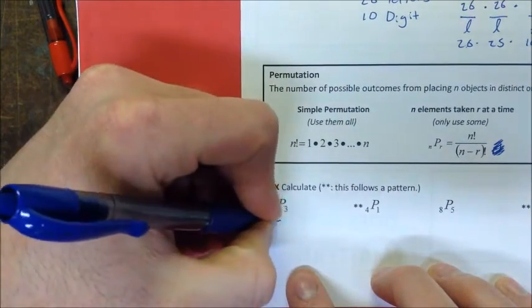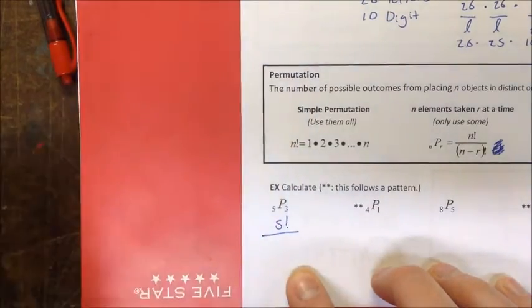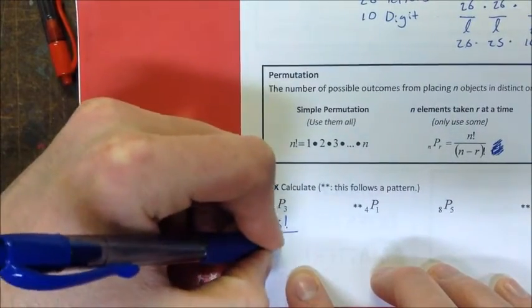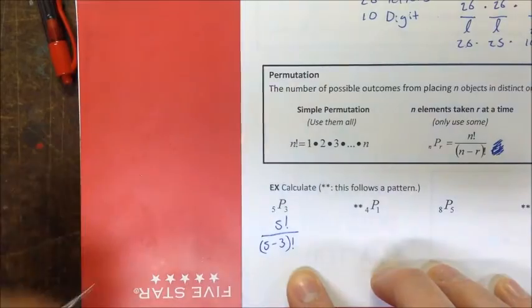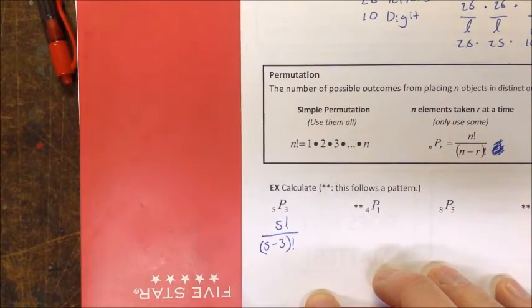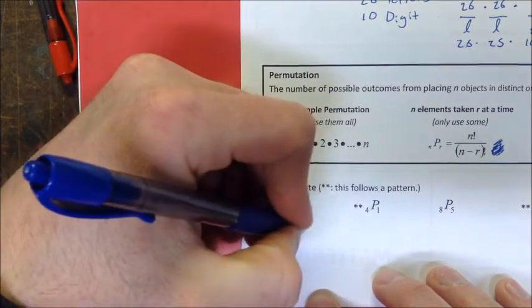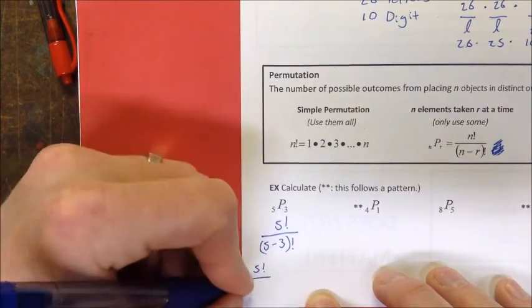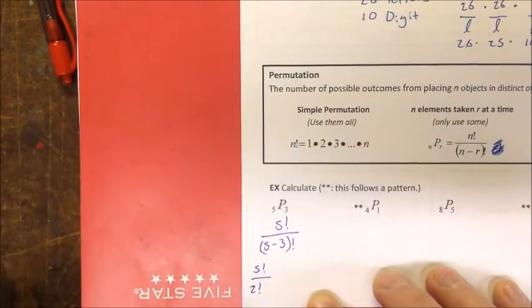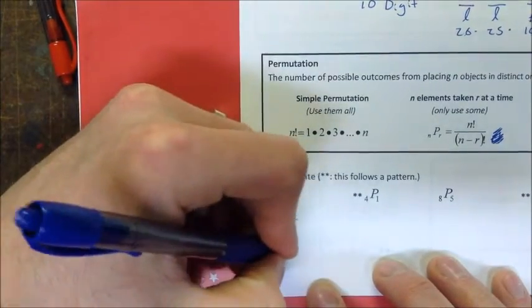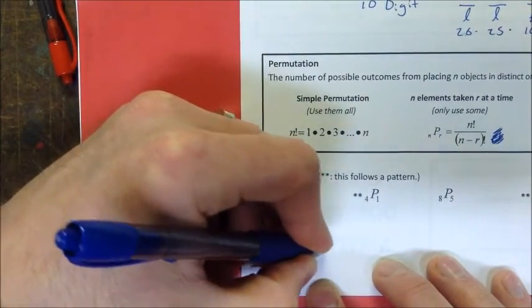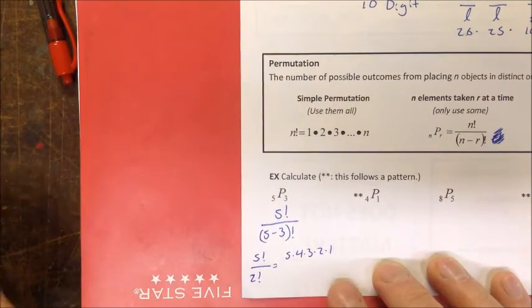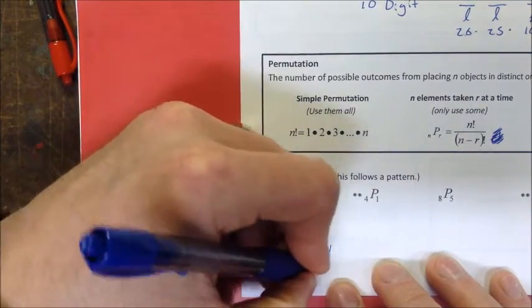The 5 is the thing that's going to go on top, 5 factorial, and both the 5 and the 3 are going to be used in the denominator. They're going to be subtracted. So it's 5 factorial over 5 minus 3 factorial. If we simplify that a little tiny bit, that's going to be 5 factorial on top over 5 minus 3, which is 2 factorial. If you write it out the long way, that would be 5 times 4 times 3 times 2 times 1 in the numerator, and in the denominator it would just be 2 times 1.